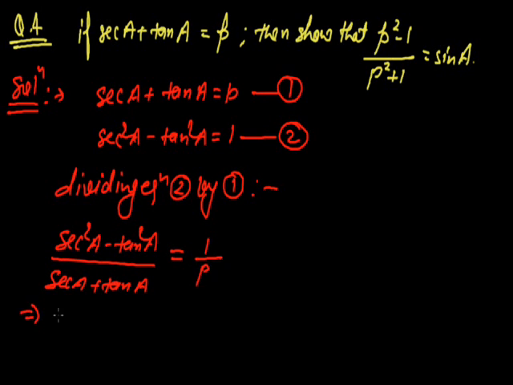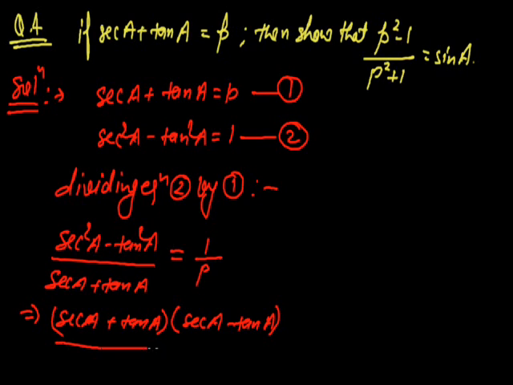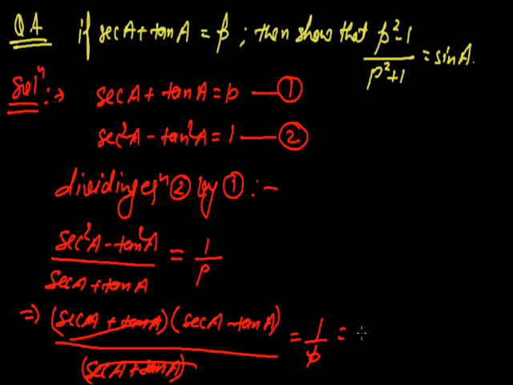Now a square minus b square is equal to a minus b into a plus b. So we have sec a plus tan a into sec a minus tan a whole upon sec a plus tan a. This would be cancelled out by this, and we have 1 upon p. So we have the value of sec a minus tan a is equal to 1 upon p. That will be equation 3. Now we have to find the value of p square minus 1 upon p square plus 1.